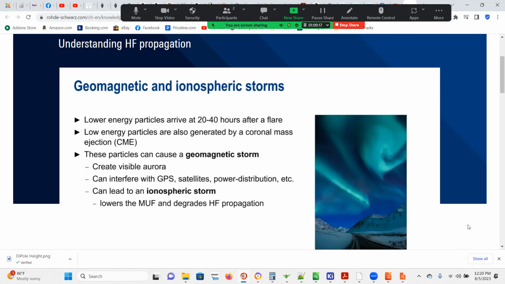Ionospheric storms lower the maximum usable frequency and degrade HF propagation. And as mentioned earlier, if the MUF becomes lower than the LUF, an ionospheric storm can create a complete HF skywave blackout. One final note. It's possible to have a geomagnetic storm without an ionospheric storm, but the converse is not true. All ionospheric storms start out as geomagnetic storms.